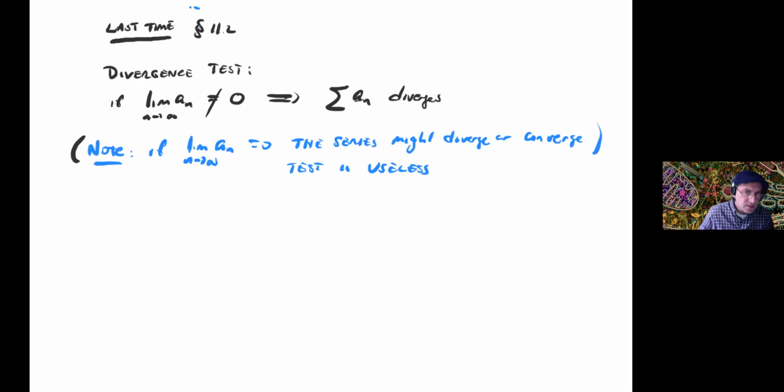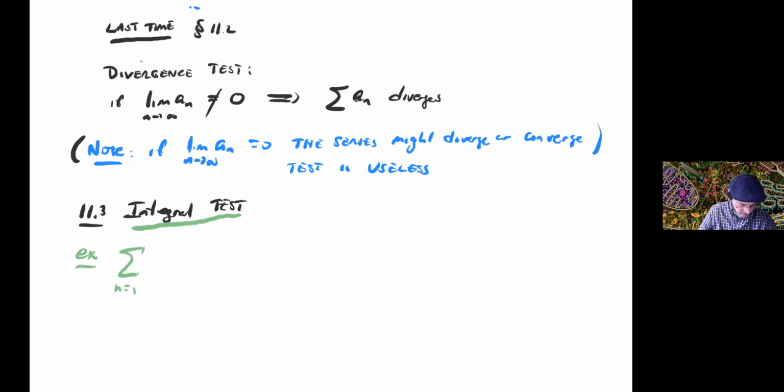Okay, so let's move on to section 11.3, which is called the integral test. I want to motivate it in the following way. Suppose we look at the following example, summation n equals 1 to infinity of 1 over n squared. Up until now, we have no methods to determine whether this series diverges or converges. If you apply the divergence test, 1 over n squared tends to 0, so the test tells you nothing. However, we can still consider the following.